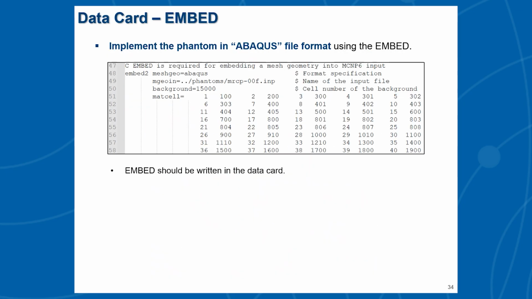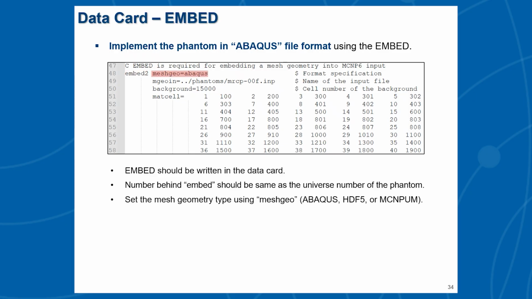To specify the phantom, the embed card should be used in the data card. Right after embed in line 48, you should write the phantom universe number, which is 2 in this example. Then, set the mesh geometry type using the mesh geo card in line 48. Finally, set the phantom file path using the mesh geo in card in line 49. For this example, by default, the tetrahedral mesh phantom in Abaqus file format is used.